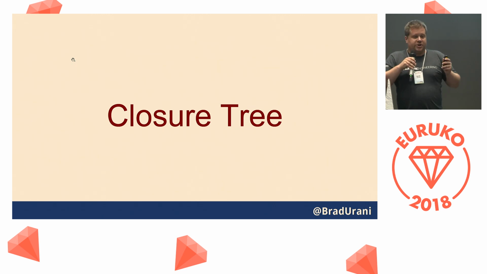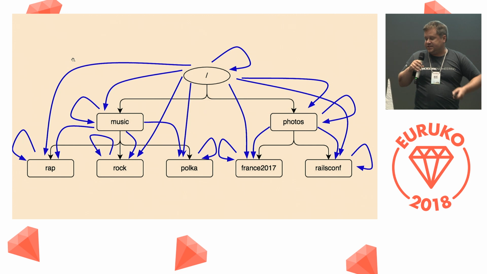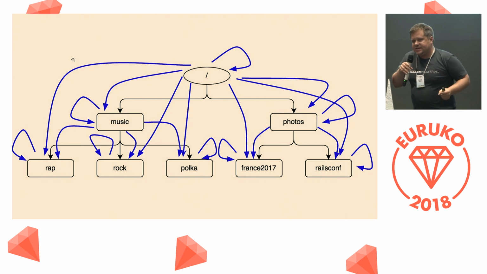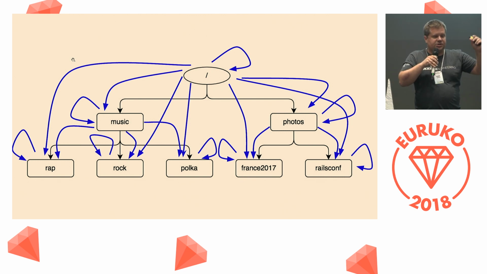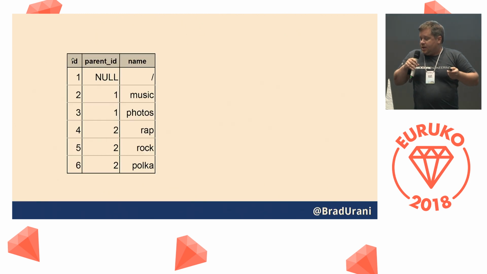So number one, alternatives to naive tree is the closure tree. So a closure tree works like this. In our organization here, this is our file system example. What we do is we create a table that has a reference from every parent to all of its descendants, its children, its grandchildren, its great-grandchildren. And itself. Every node also has a reference to itself. So it looks like this.